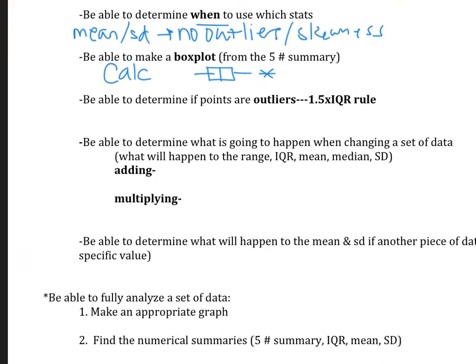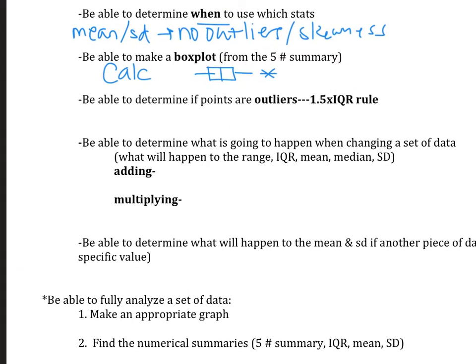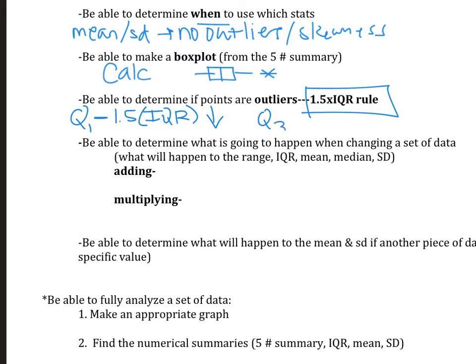Oh, speaking of outliers, be able to determine if points are outliers. You're going to use the 1.5 times IQR rule. Okay, what that means is you would take Q1 minus 1.5 times the IQR. Make sure you show all your work. If anything is below that number, then it's an outlier. And you would take Q3 plus 1.5 times the IQR. If anything is above that, then it's going to be a high outlier.